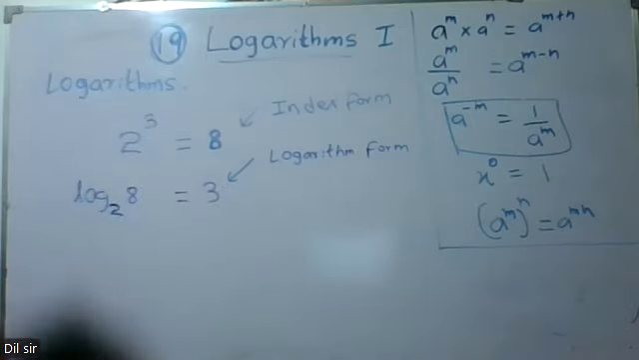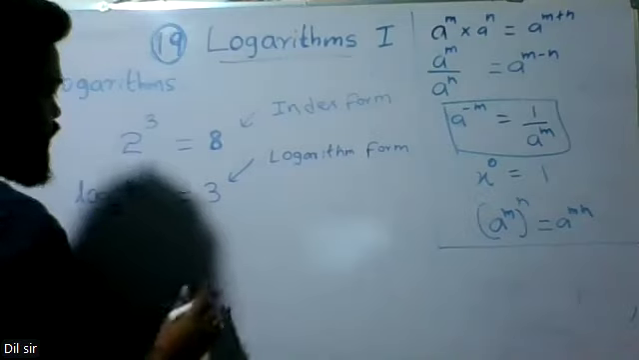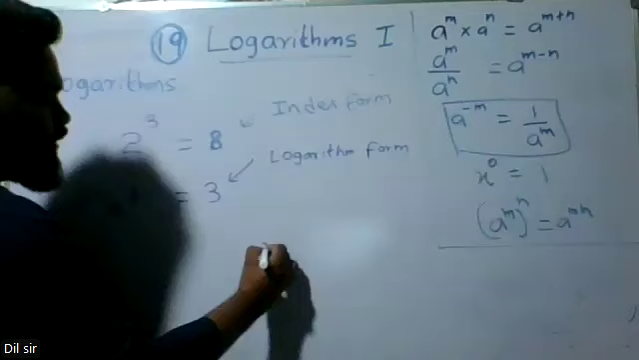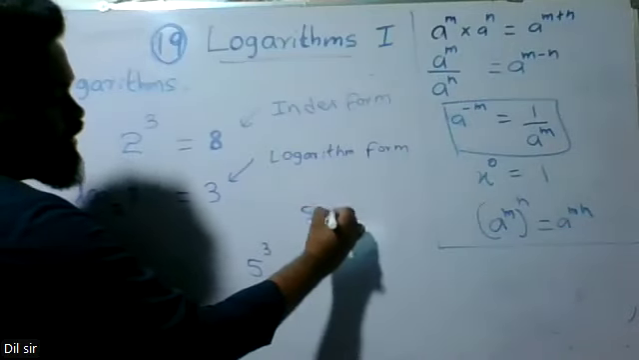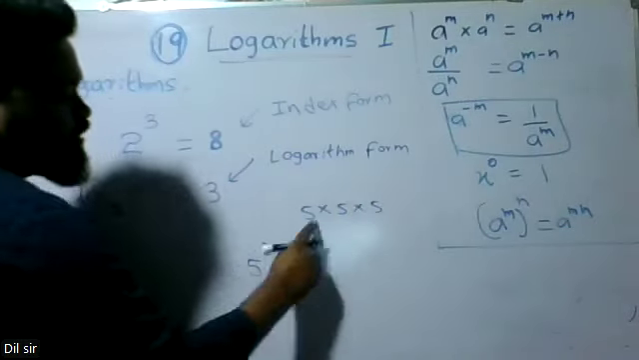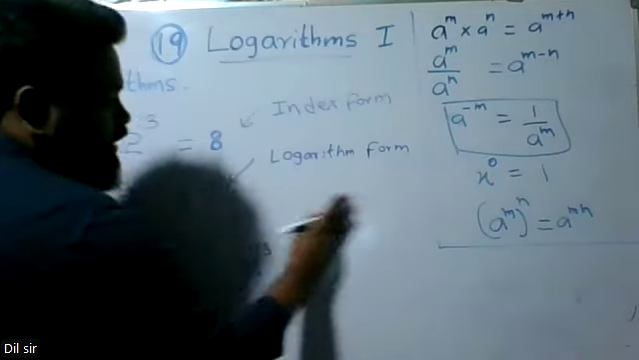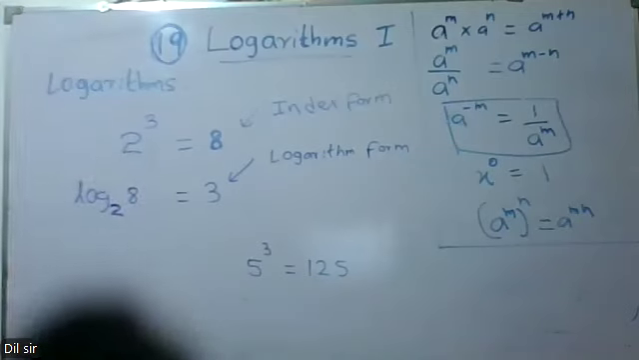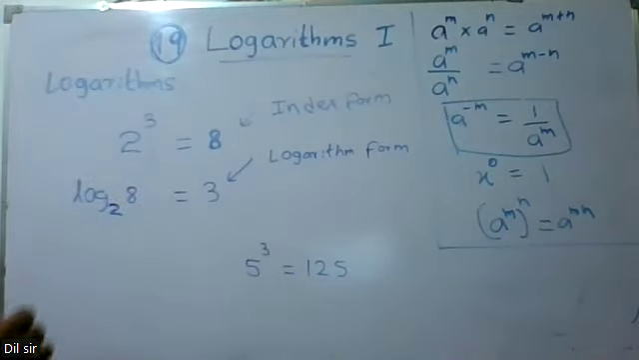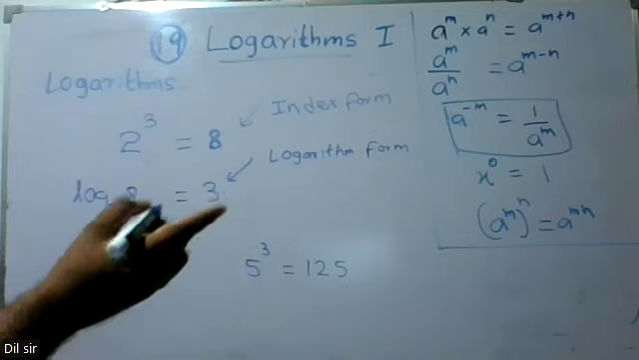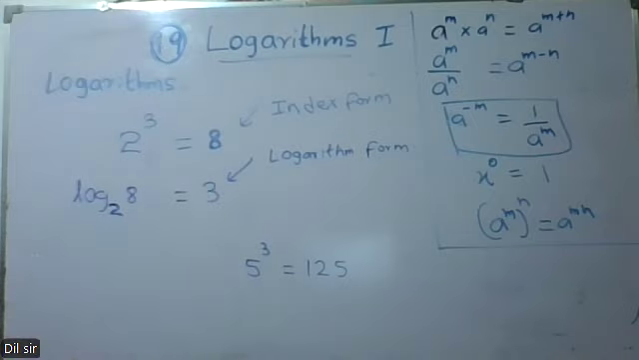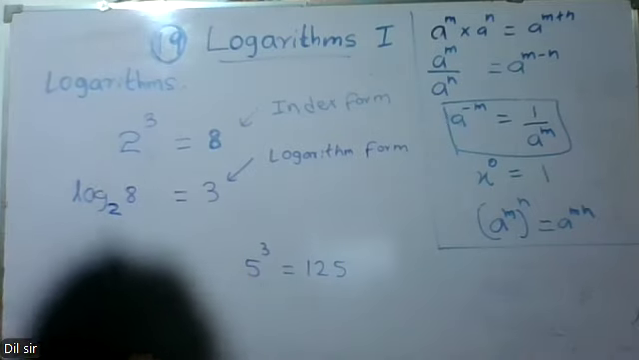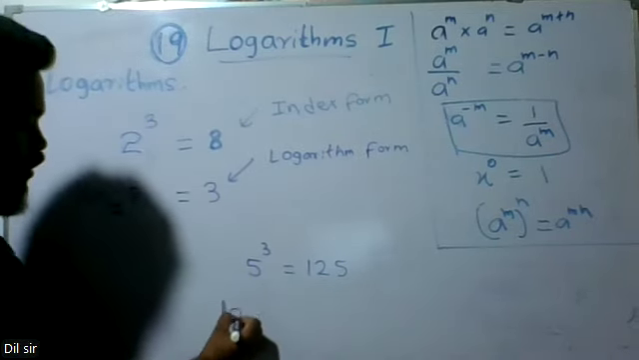We will take several examples. Look at this: 5 to the power 3. 5 times 5 is 25, 25 times 5 is 125. So 5 to the power 3 is 125. That is index form. In your exam, in the first paper, there may be a 2-mark question giving it in index form and asking you to write it in log form. That is the method: log.